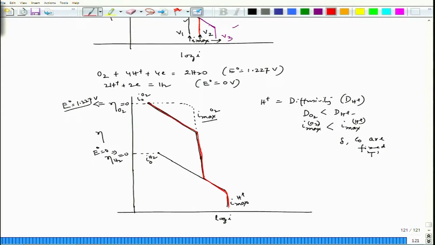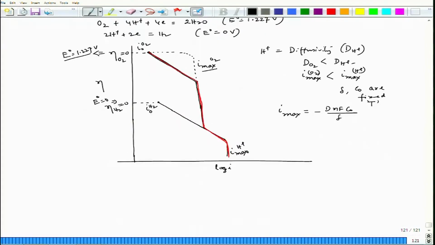If I can go up to a very high overvoltage, a great deal of polarization, of course on the cathodic side, this also has a relation with diffusivity. Finally, it is this equation which governs this kind of I max variation: I max equals minus D n F C0 by delta. So, this is about concentration polarization as well as activation polarization and how, in combination, they would look. Now, let us get to the fundamentals of mixed potential theory.